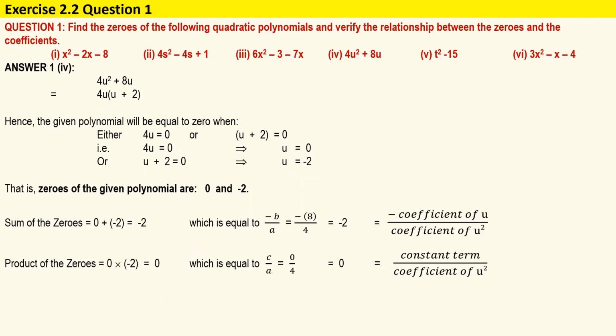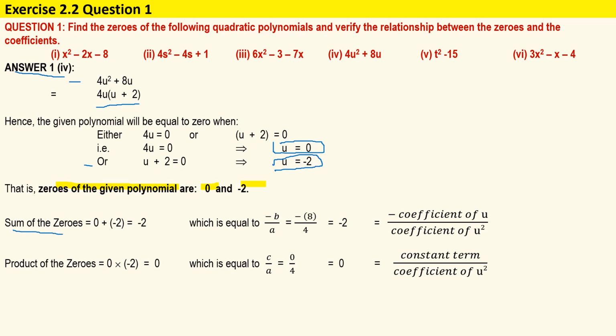Now let's go to the answer 1, part 4. We are given 4u square plus 8u, which is equal to 4u times u plus 2, which implies that either u is equal to minus 2 or u is equal to 0. That is, we have found the zeros of the given polynomial as 0 and minus 2. So now let's start the verification process.